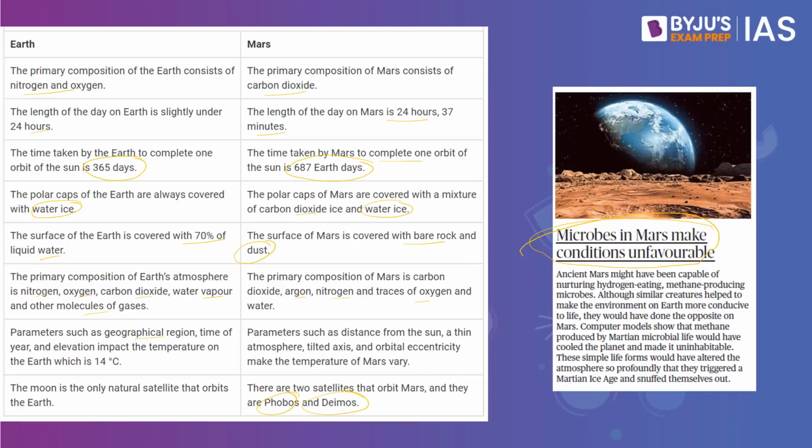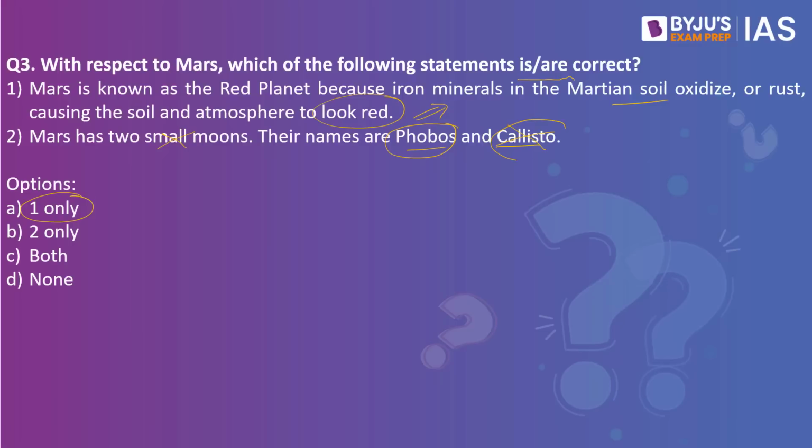Parameters such as geographical region, time of year and elevation impact the temperature on Earth, which averages 14 degrees centigrade. Parameters such as distance from the Sun, a thin atmosphere, tilted axis and orbital eccentricity make the temperature of Mars vary. The Moon is the only natural satellite that orbits the Earth, but when it comes to Mars, what they have is Phobos and Deimos, and it is not Callisto.